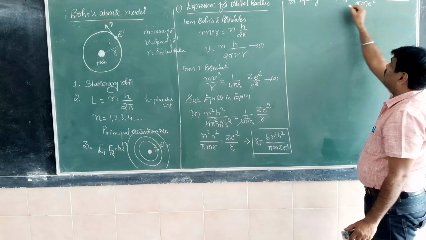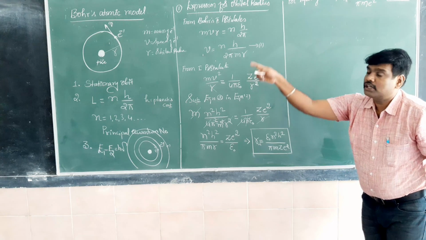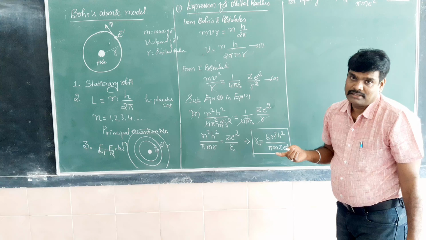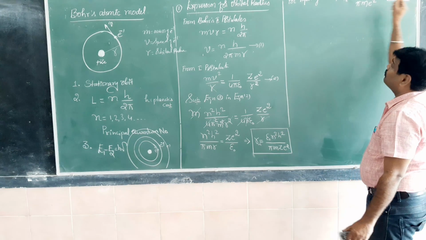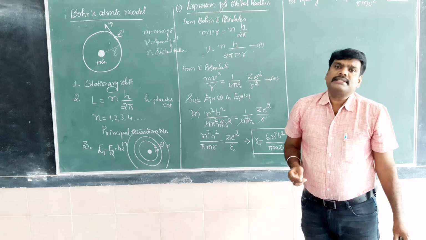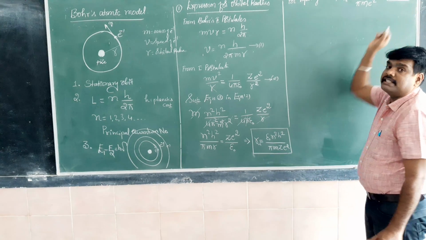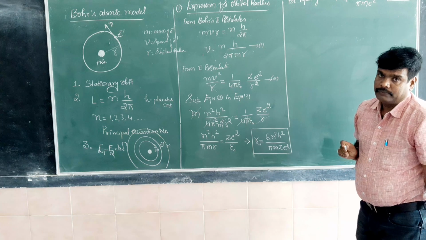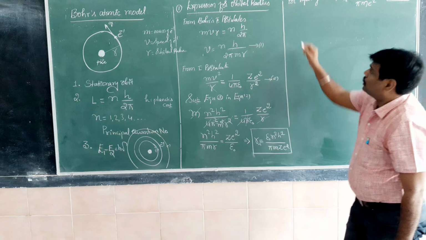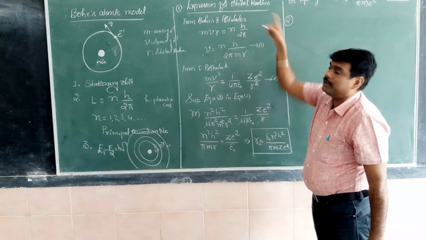So with that, we can clearly say that the radius of the orbital electron increases if the principal quantum number increases. So on the basis of this formula, Bohr has successfully derived that the radius is directly proportional to the square of the principal quantum number. So now let us move on to the second expression. We already derived the expression for orbital radius.